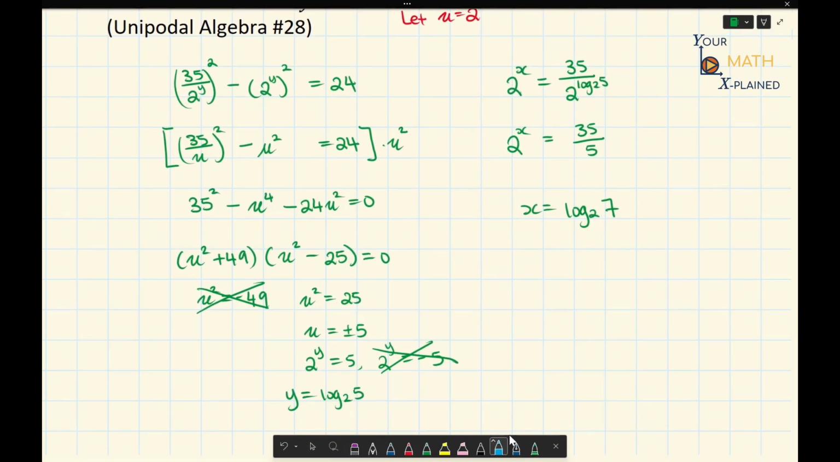And now we can finally go ahead and put these two together because the original question is asking us to find the value of x minus y. So therefore, x minus y is equal to log base 2 of 7 minus log base 2 of 5. And then using our log laws, we can combine these two logs into 1. So therefore, x minus y is equal to log base 2 of 7 over 5.